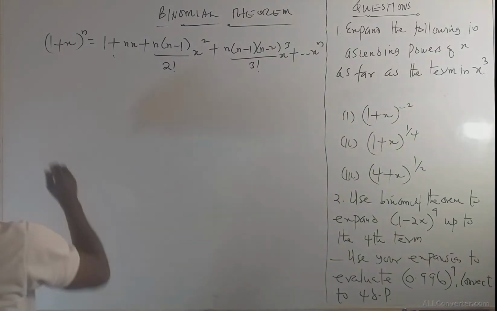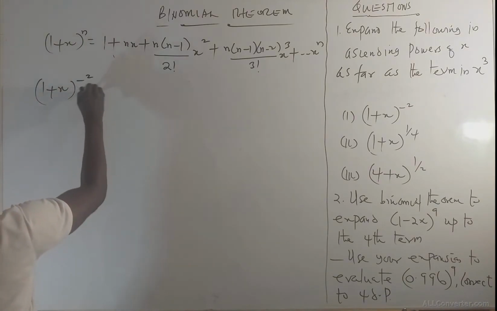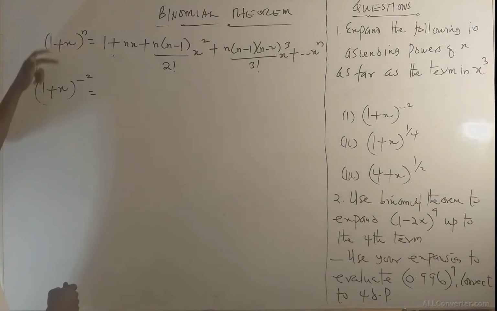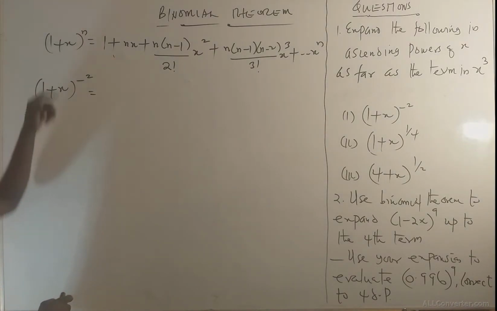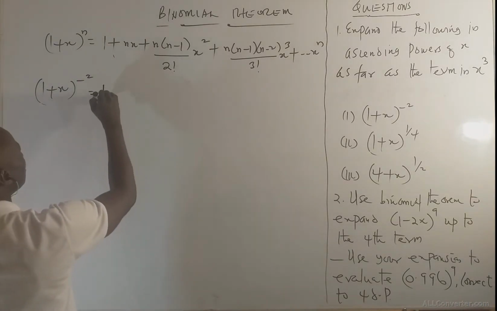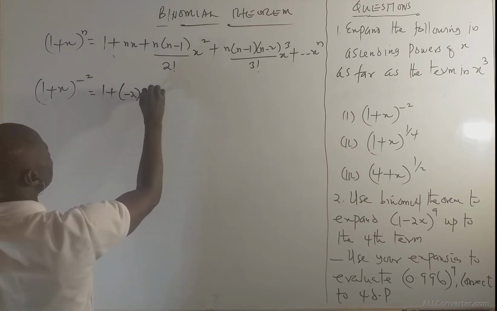Okay, now the first question, we have (1 + x)^-2. When you compare the two, you realize that you have 1 here, your x is your x here, but your n is now minus 2. That means in this expansion, wherever you see n, you substitute that by minus 2. So we are going to have 1 plus n, which is now minus 2, so we have minus 2x.